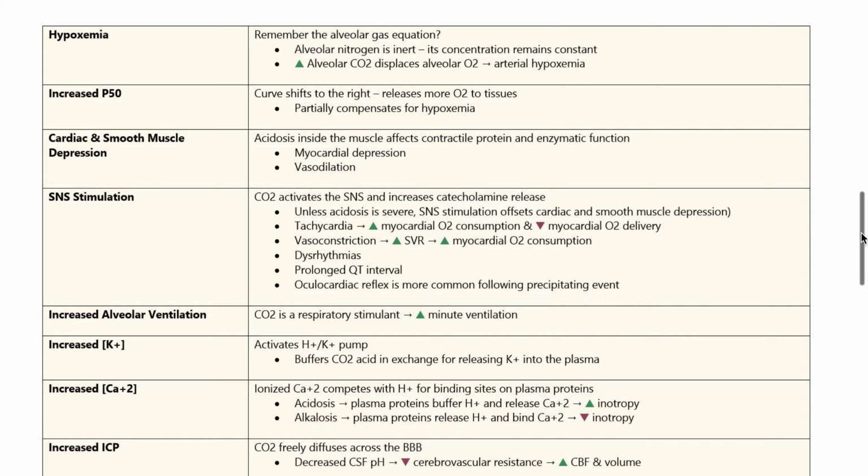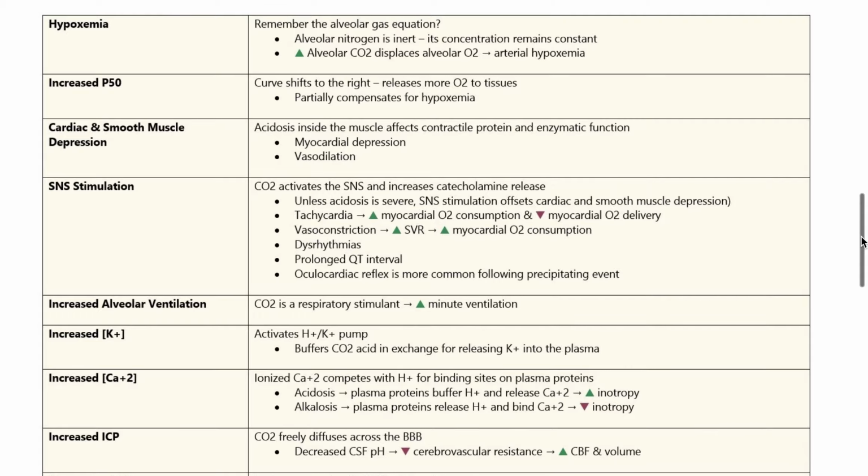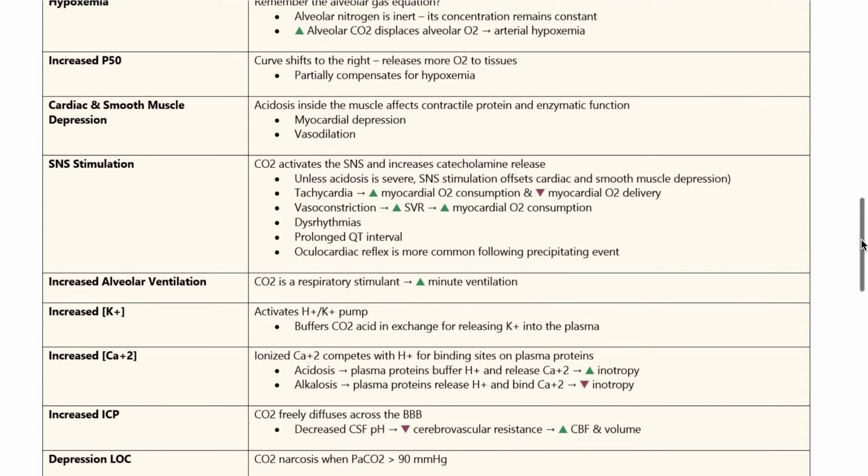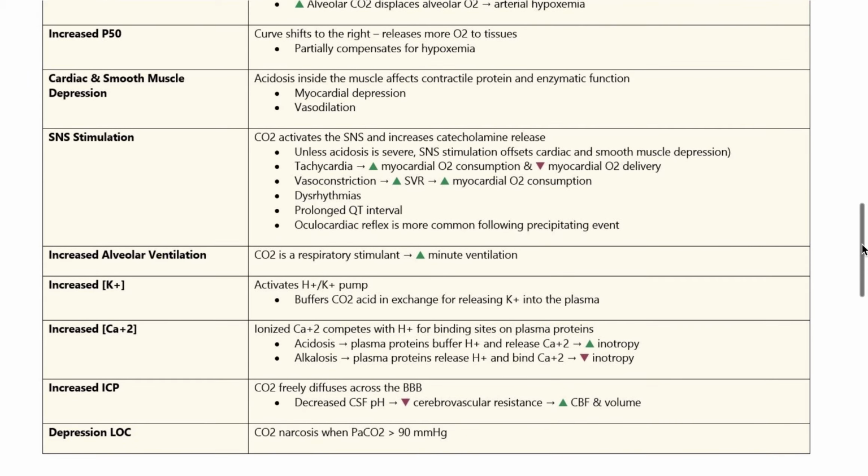Hypoxemia. So remember the alveolar gas equation. Alveolar nitrogen is inert and its concentration remains constant. An increase in alveolar CO2 displaces alveolar oxygen, resulting in arterial hypoxemia. An increase in P50 also occurs, and this shifts the curve to the right. So an increased P50 means that the dissociation curve is shifted to the right, meaning more oxygen is released to the tissues. This partially compensates for the hypoxemia created by CO2 displacing alveolar oxygen.